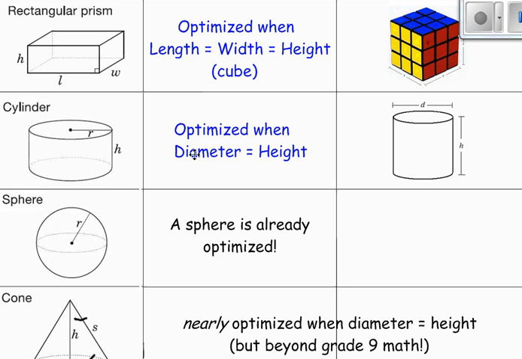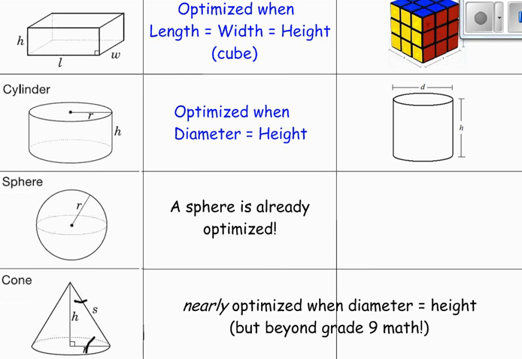So again, when the dimensions match, just be careful that you're thinking diameter here and not radius, because in this diagram, it sure looks like the dimension of interest is radius, but it's actually the diameter that you want to match the height. And when you match the diameter to the height of a cylinder, then you've optimized your cylinder. We don't have to optimize a sphere, it's already done for us.